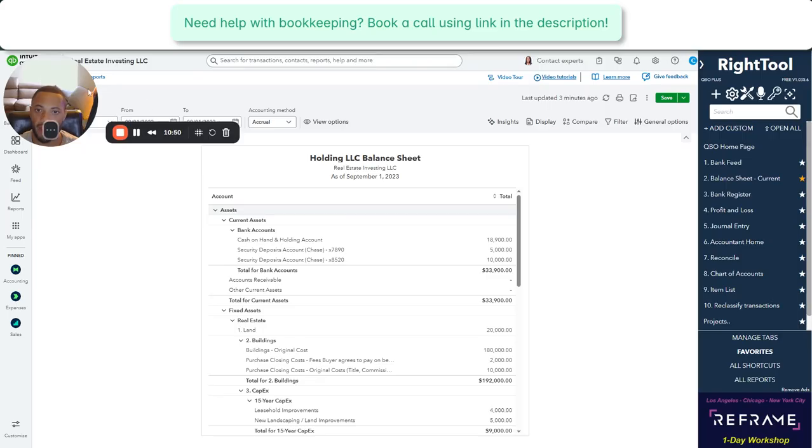So for right now, we're going to be looking at the assets. So that's the top of the balance sheet. So that's going to be everything, all your bank accounts.